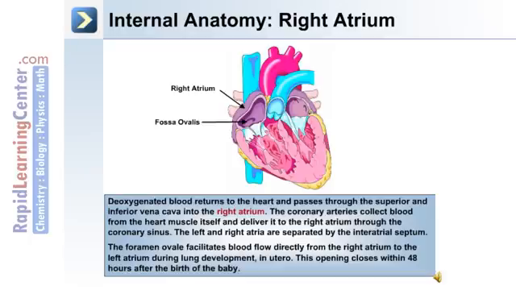The foramen ovale in the right atrium facilitates blood flow directly from the right atrium to the left atrium during lung development in utero, and this closes approximately within 48 hours after the birth of the baby.